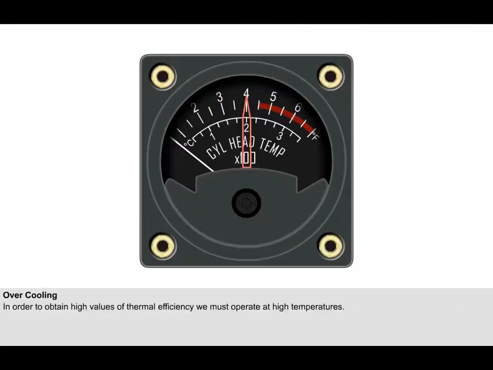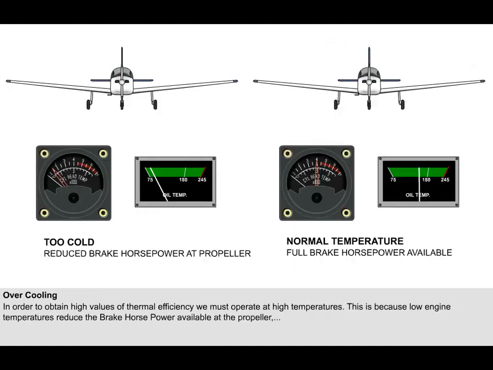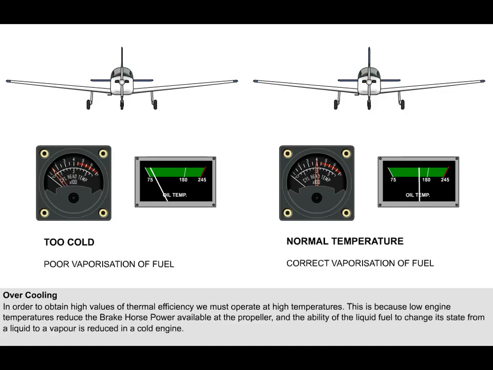In order to obtain high values of thermal efficiency, we operate the engine at high temperatures. There are two reasons for this. Firstly, low engine temperatures increase the internal friction of lubricants by increasing the viscosity of the oil. This would increase the friction horsepower within the engine and thus reduce the brake horsepower available at the propeller. Secondly, the ability of the liquid fuel to change its state from liquid to vapour is reduced in a cold engine. This affects both the fuel mixture strength from cylinder to cylinder and the ability of the fuel to burn efficiently.